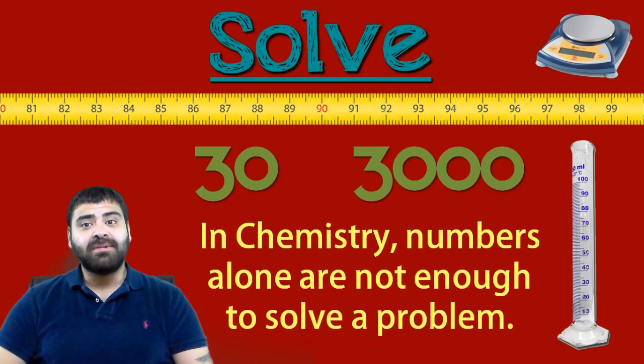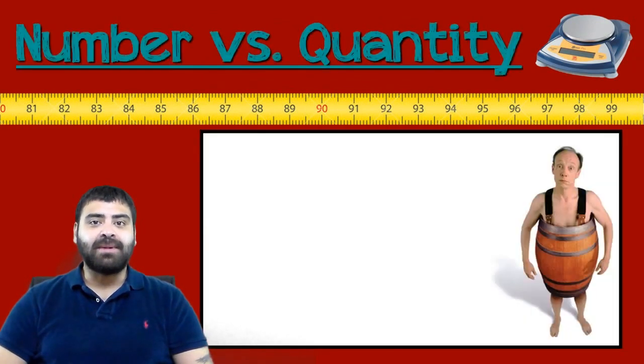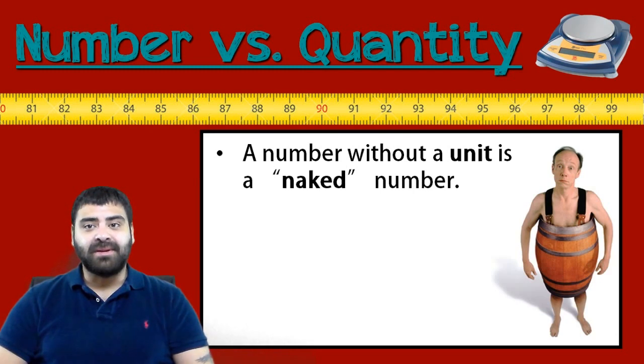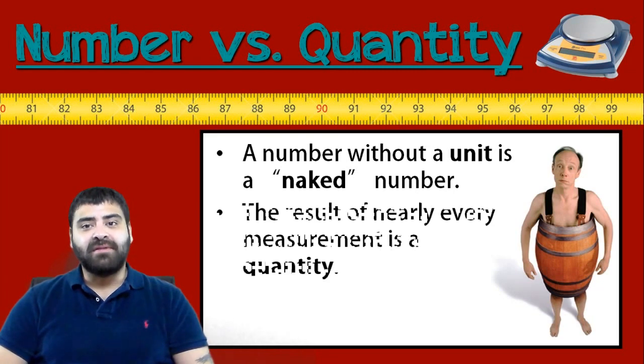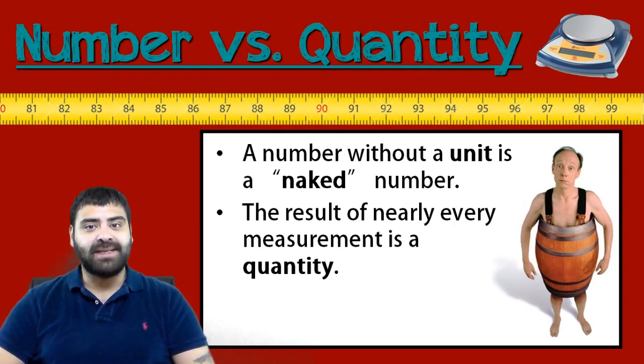In chemistry, numbers alone are never enough to solve a problem. You need to assign value or meaning to these numbers. So let's talk about the difference of a number versus a quantity. A number without a unit is simply naked and gives us no meaning at all. However, what we've seen already is that whenever we make measurements, what we actually obtain is a quantity.